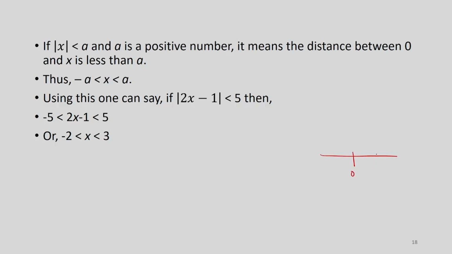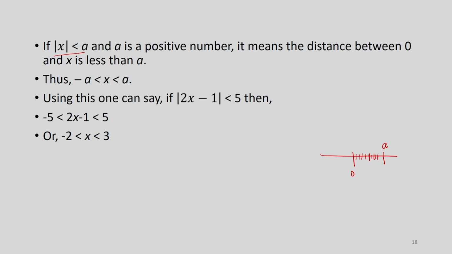So, here you have x, here you have a, which is a positive number, then what one is saying is that whatever be the value of x, if this is correct, then the distance between 0 and x has to be less than a, and a is a positive number. So, what does that mean? It means x could be positive, right. All these values of x are permissible, but x cannot be equal to a or greater than a, because in that case this condition will be violated.